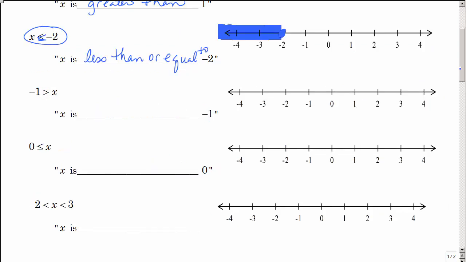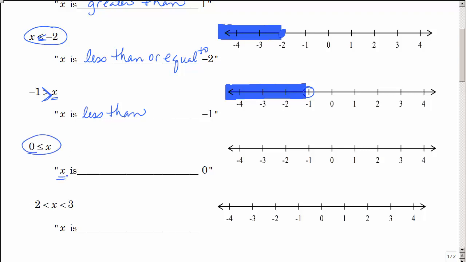Now math is not English, so sometimes we don't read left to right, we read right to left. So since you're saying what is x, it's best to start your sentence with what is x. In this case, x is less than negative 1. If you look at that arrow, the smaller part is pointing to x. X is less than negative 1. So again, you'd have an open circle because it's not equal to, and left is less. Left is less.